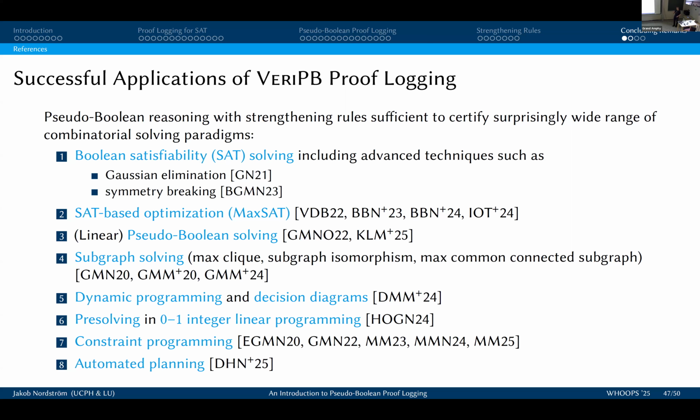If you have a dynamic programming algorithm, if you're reasoning with decision diagrams, there are nice proofs in this formalism. You can do 0-1 integer linear programming. So far, we only did it for pre-solving, but in principle, you should be able to do it for the full algorithm. There's a sequence of papers on constraint programming that we'll hear more about. Tomorrow, we will even hear that you can go beyond NP and do PSPACE-complete problems like planning with proofs in this formalism. And I think we don't fully understand why this works, but it does.